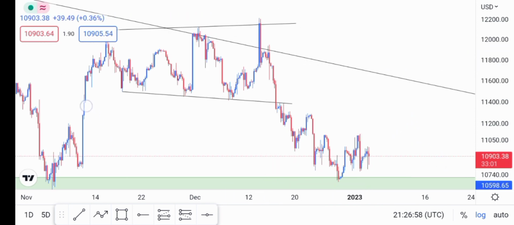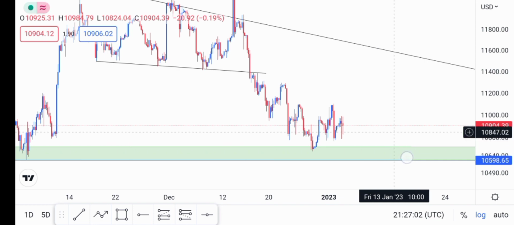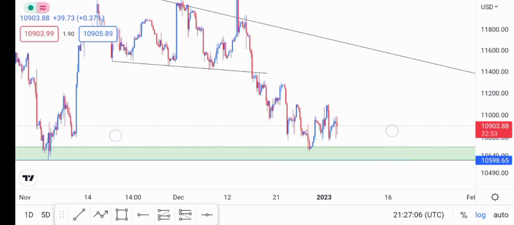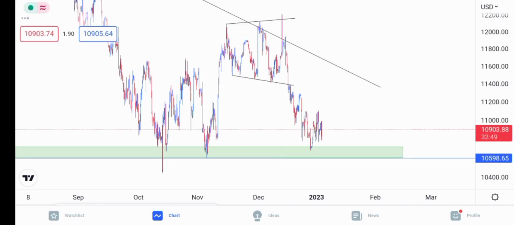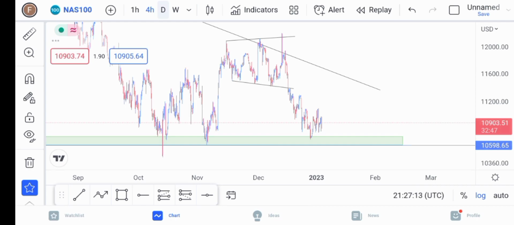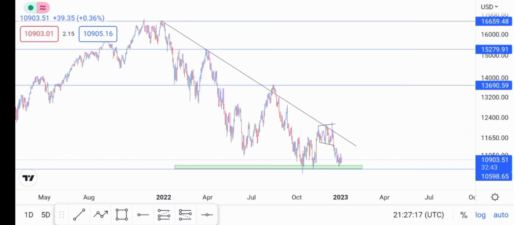So we can see that NAS100 reached this zone here. There's a possibility that NAS100 could push to the upper side, but we need more confirmation about that. So I'll just go back to the daily time frame for now to see if I'm missing anything here.